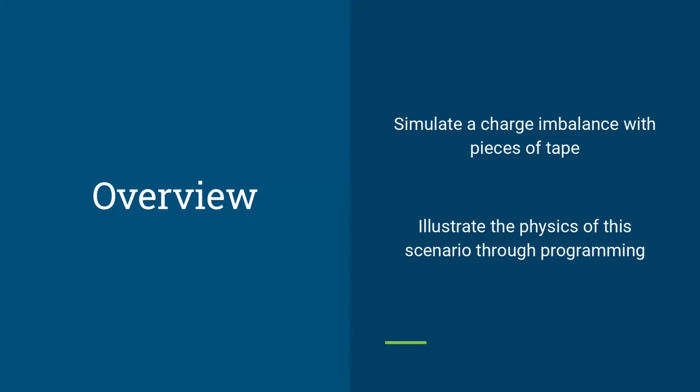Our initial goal for the lab is to simulate charge imbalance with pieces of tape. We've attached our tapes onto surfaces and subsequently removed them to control their electron count. Afterwards, we analyzed their behavior with other objects, such as our hands, books, other pieces of tape, among others. Ultimately, we want to illustrate our observations into physics and programming.